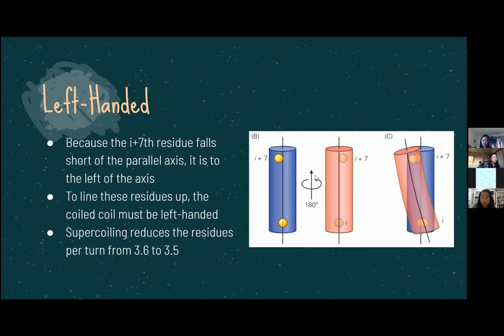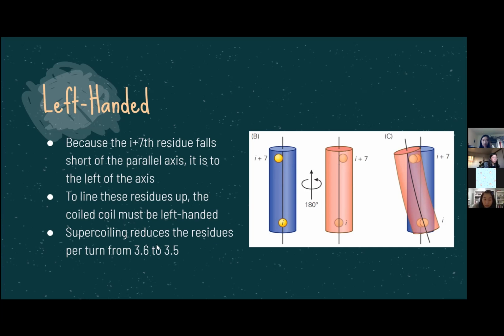If we want to coil these two helices together, this red one is essentially the same copy of the blue one, and we just want to bring these two together. To create some extra stability, imagine that these two yellow spheres are hydrophobic residues, and we want them to interact with one another to provide some extra van der Waals stabilization. The only way for them to line up is if both of them lean a little bit to the left so that they coil around one another in a left-handed fashion.